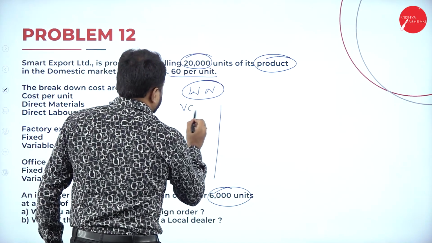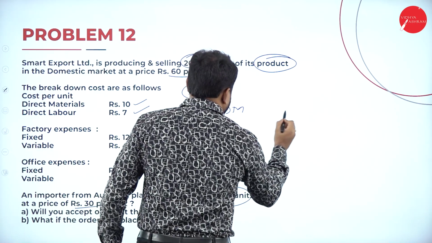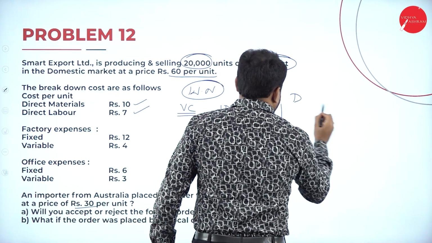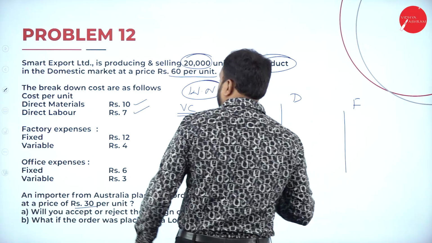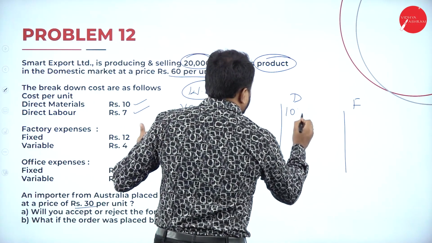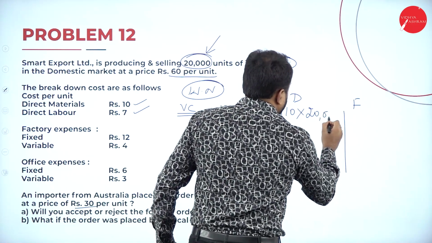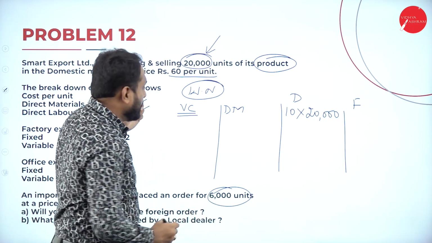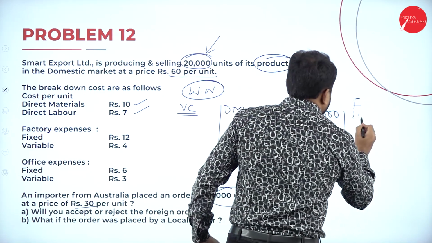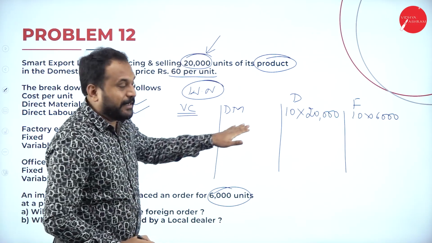We'll go with variable cost, right? Variable cost. Direct material is that. Here we'll go with domestic, here we'll go with foreign. Direct material is 10. Domestic is 10 into 20,000. Foreign is again 10 into 6,000. So this is what the direct material is.